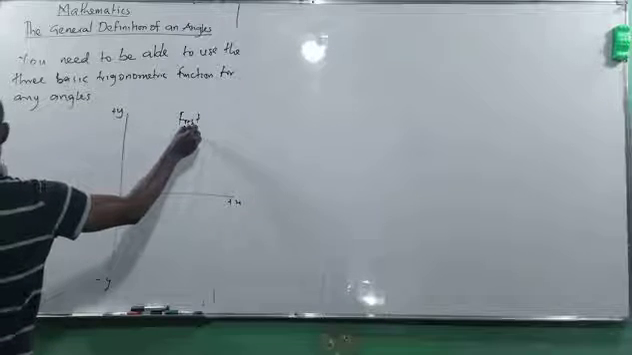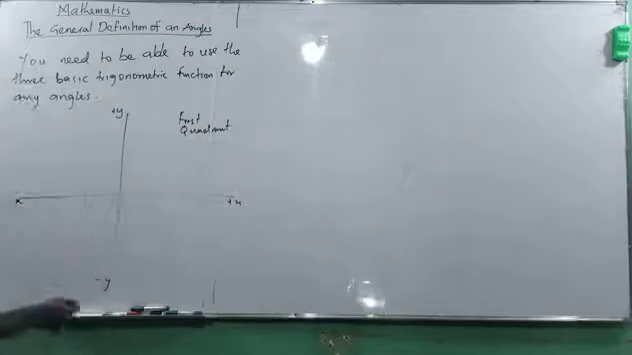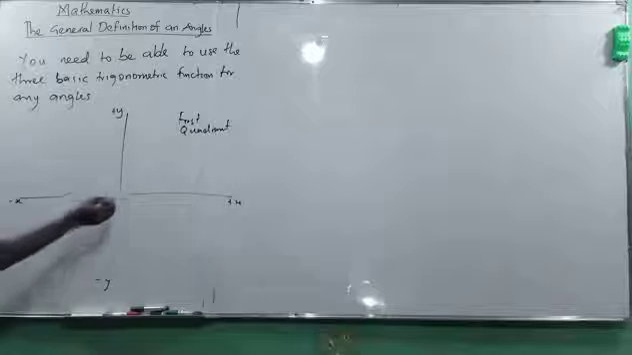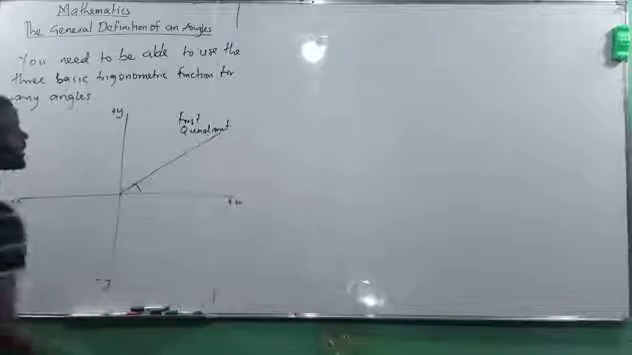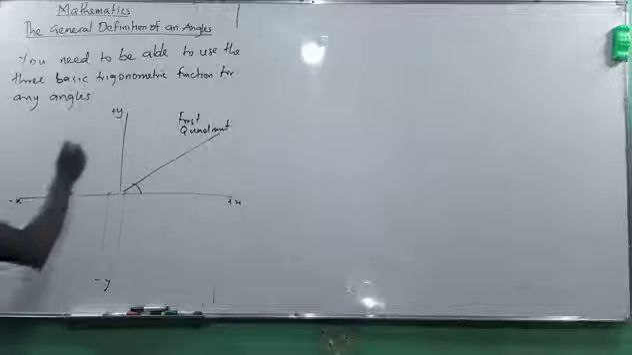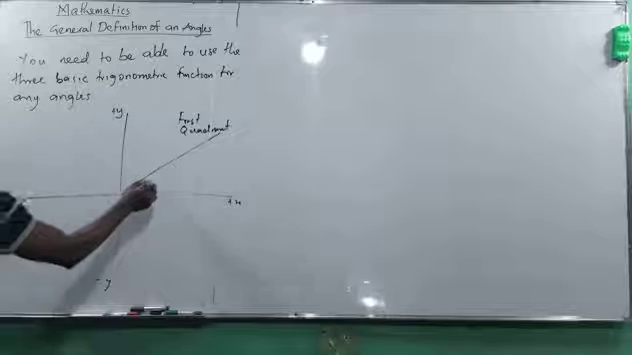Now, at this junction, you need to understand that here is called the first quadrant. My first quadrant is always like this. Don't forget that it moves in anti-clockwise. We have clockwise and we have anti-clockwise. Now, this is theta.